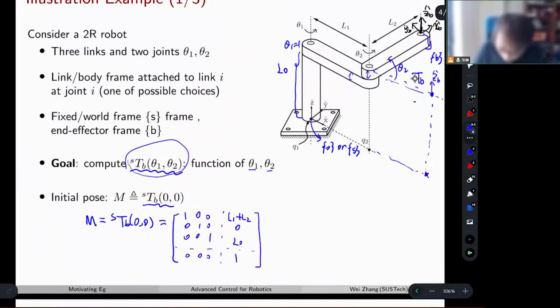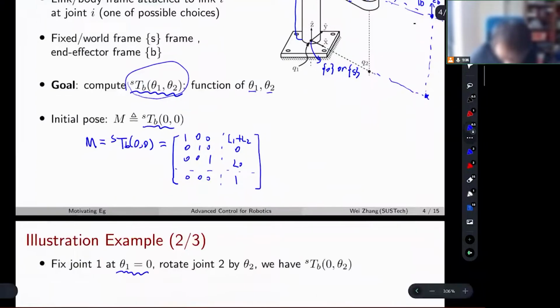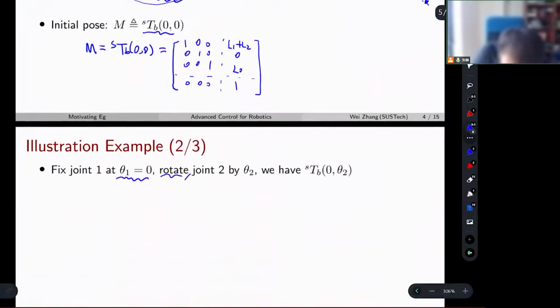Now let's think about it. Let's suppose this arm is fixed at theta1 equal to 0, and this arm rotates counterclockwise by theta2. Then it will have a new configuration or pose, right? So we rotate about joint 2 by theta2. Then we will have a new pose, T_BS, with theta1 equal to 0 and theta2. So I'm going to ask you, how do we find this new pose?